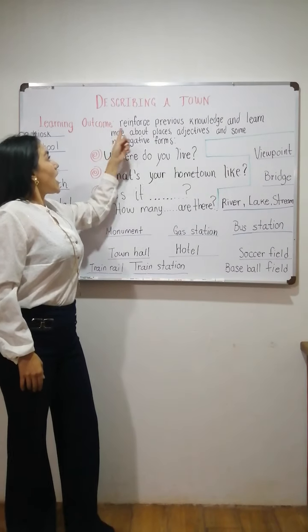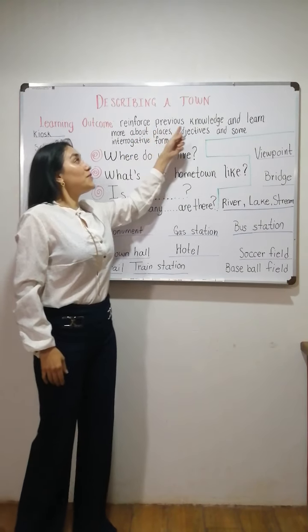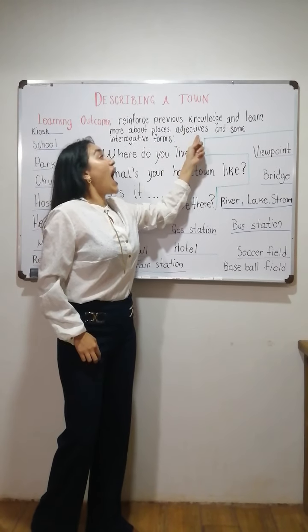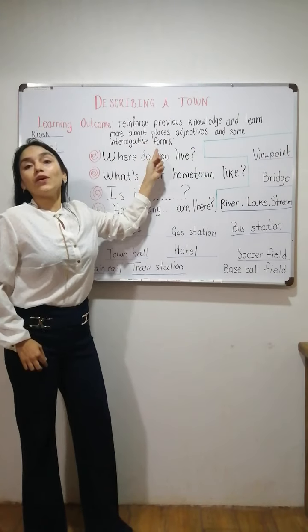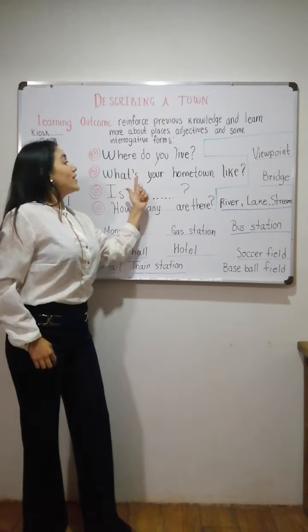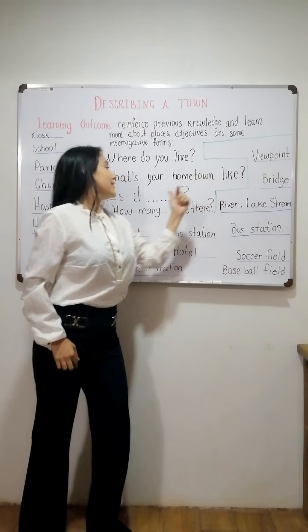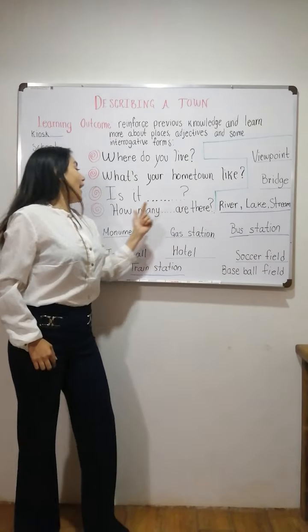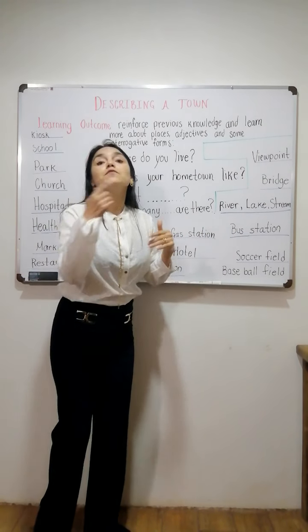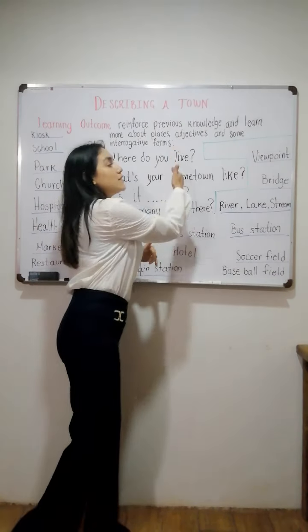So, the learning outcome is to reinforce previous knowledge and learn more about places, adjectives, and some interrogative forms like: Where do you live? What's your hometown like? Is it...? And how many... are there? Okay, but before seeing these questions in a deeper way, we're going to review basic vocabulary about places.